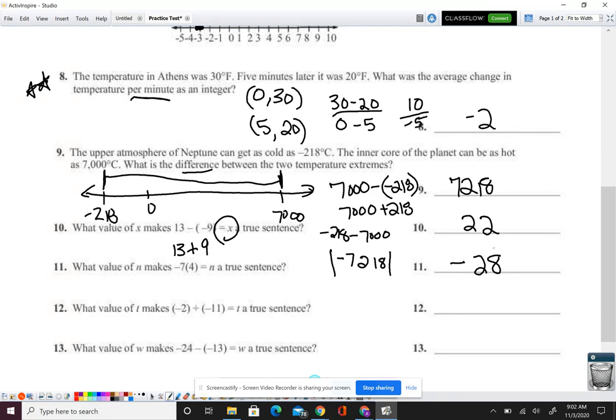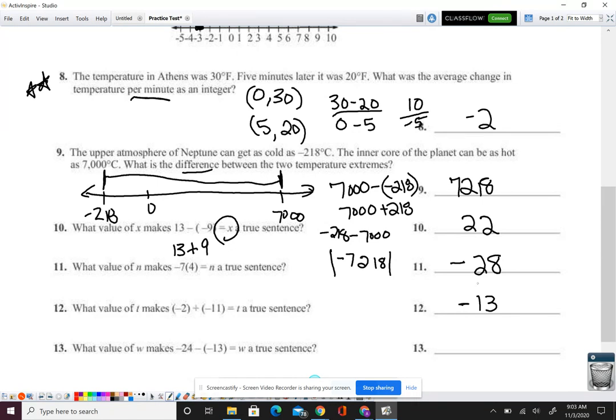Number 12, we're adding a negative number and a negative number. The signs are the same, so we just go ahead and add them. 2 and 11 is 13. Because we're adding, we take the sign of those two numbers: -13.